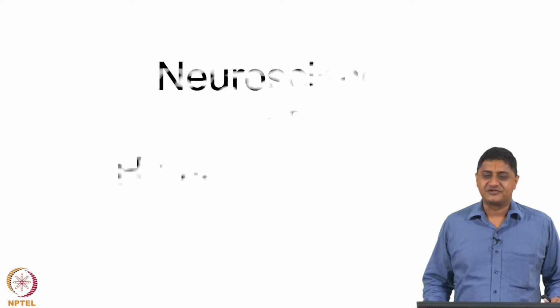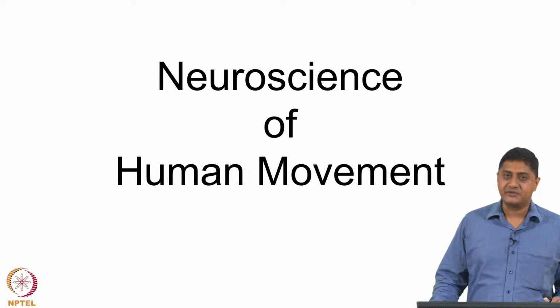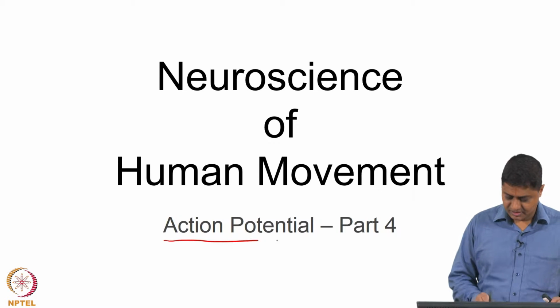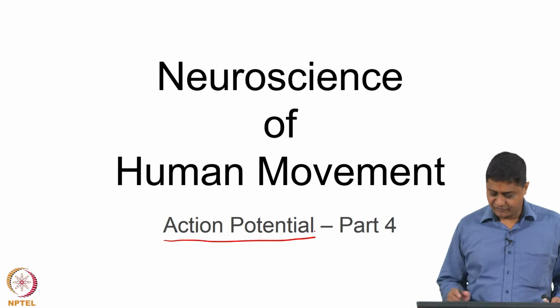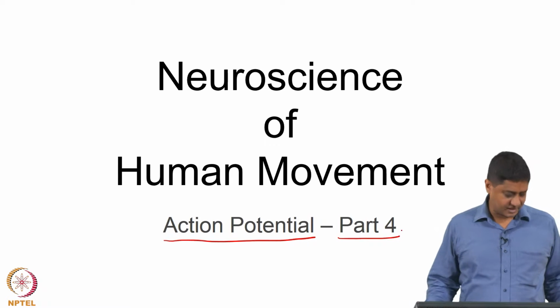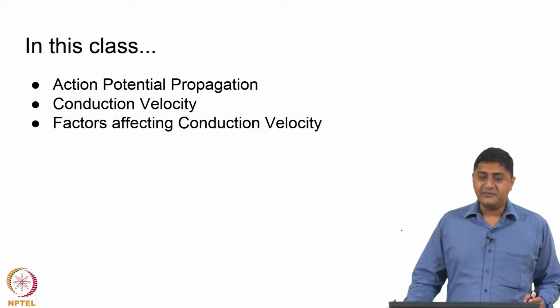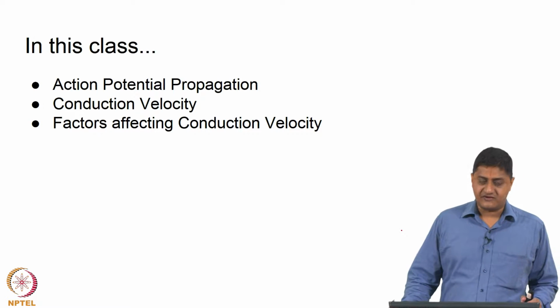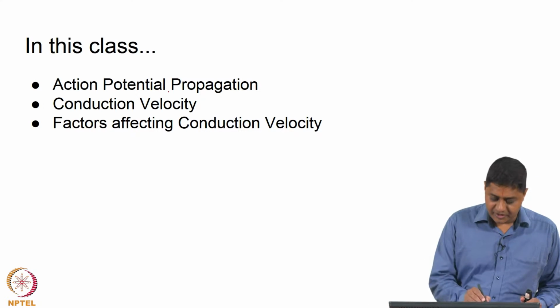Welcome to this class on Neuroscience of Human Movement. In this class, we will be talking about action potential. So, this is part 4 of our discussion on action potential. In this class, we will be talking about an important property of action potential, which is propagation.